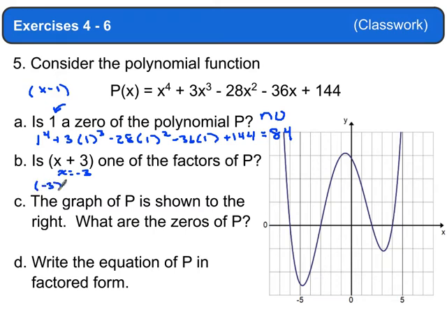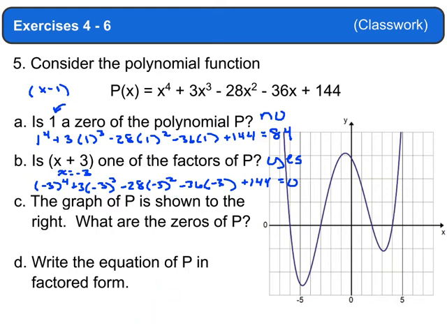So that would be negative 3 to the 4th power plus 3 times negative 3 to the 3rd power minus 28 times negative 3 squared minus 36 times negative 3 plus 144, and then it turns out we will get 0. This is equal to 0. So the answer in part B is yes.